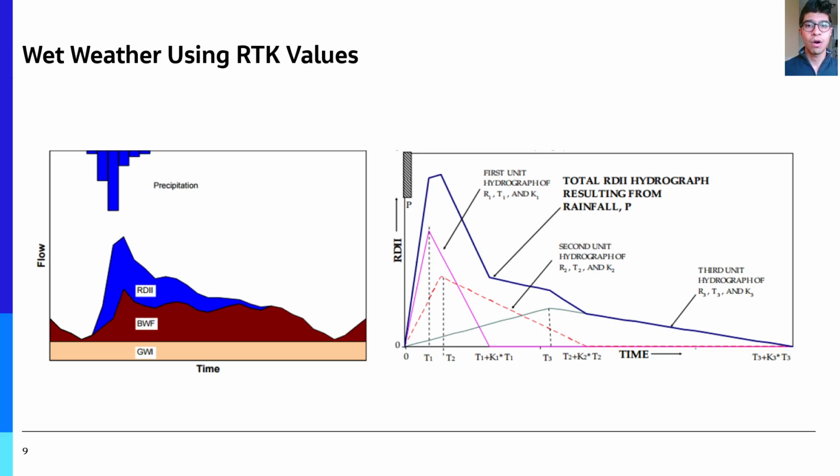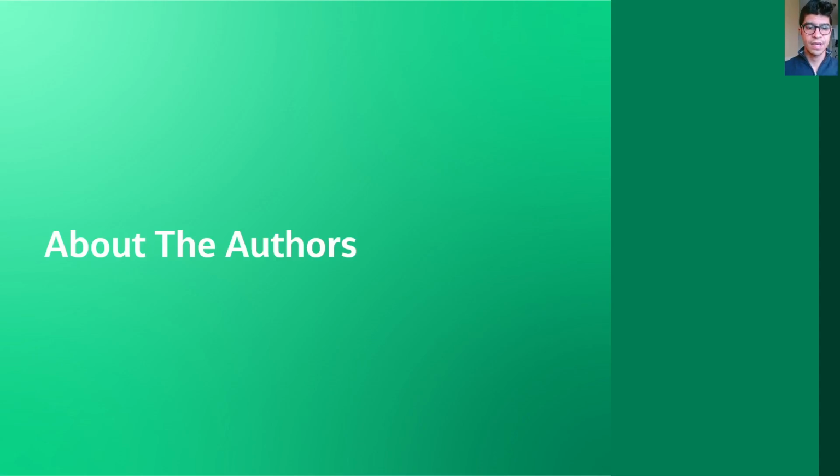So now, R is basically the response. T in each of the 3 cases would be time to peak, and K is the time to recess. So that's how we mimic that kind of real overall hydrograph with the 3 unit hydrographs.